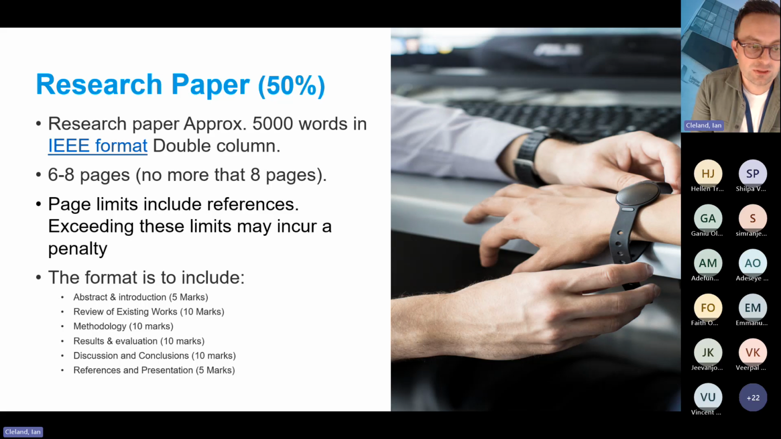10 marks for results and evaluation. So once you've implemented those, how well have they worked? How well have they worked compared to what others have done? And then 10 marks for discussion and conclusion. So, okay, we've done this nice piece of research. What does it actually mean? What can we do with those results? What might happen if we wanted to do future work?